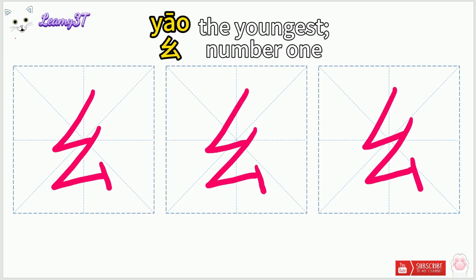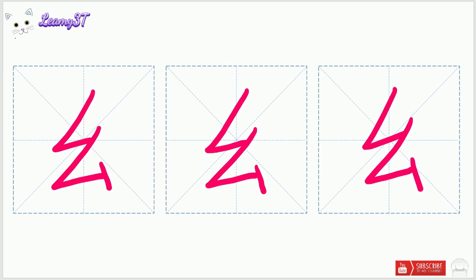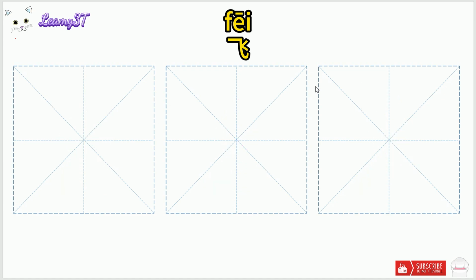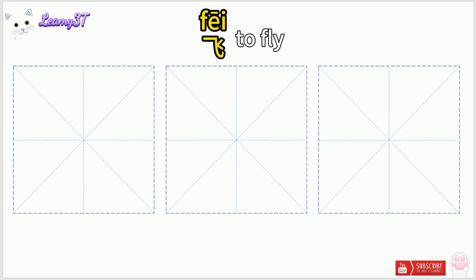This word is 幺. It means the youngest in a family ranking, or it can represent number 1. The third word is 飞, meaning to fly. Today we learned 撇点.